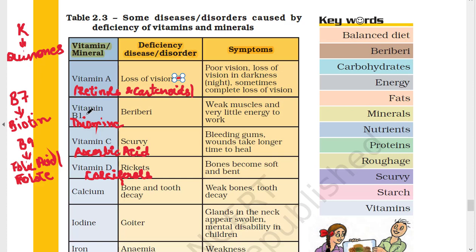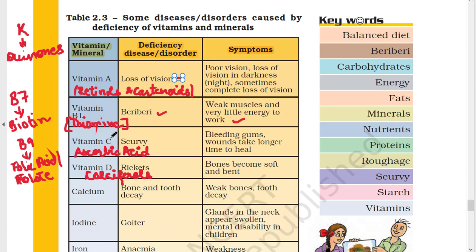Now the second vitamin is vitamin B1. So what is the name of vitamin B1? It is thiamine. So remember the name of vitamin B1, that is thiamine. And the deficiency disease associated with it is beriberi. And what happens in beriberi is that we have weak muscles and very little energy to work.